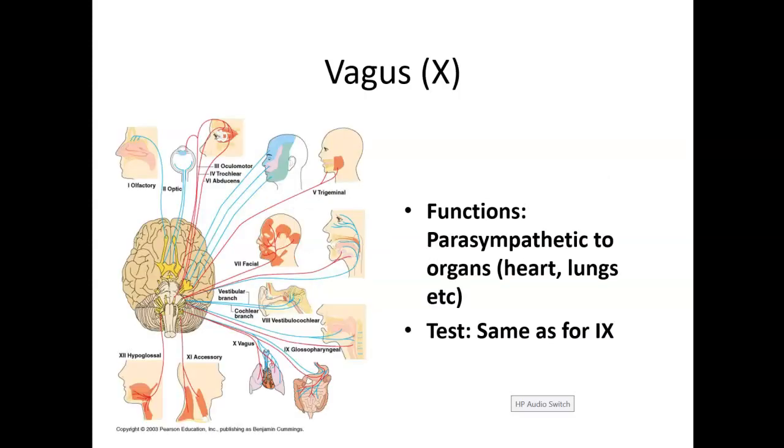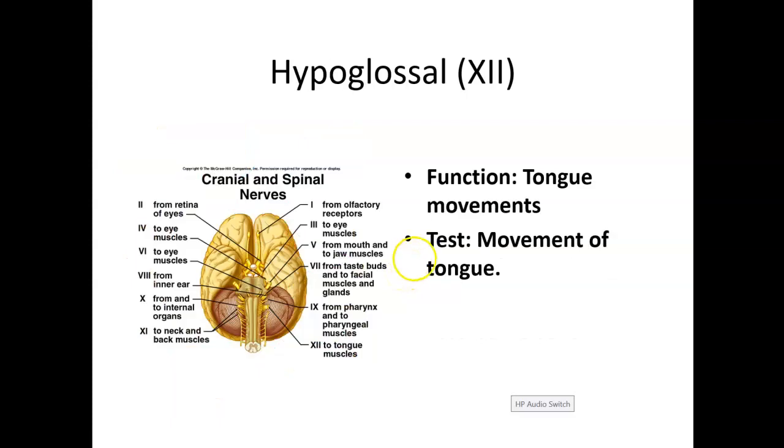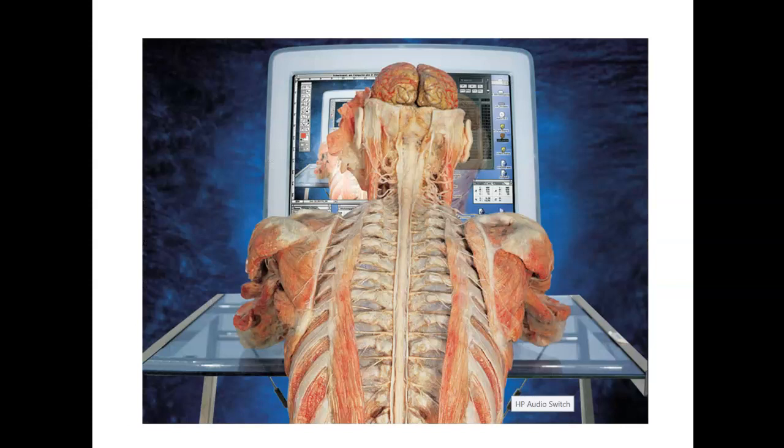The vagus nerve is the primary nerve of your parasympathetic nervous system. And if you look at this drawing, you will see it comes from your brain and innervates throughout all the organs. Remember we talked about parasympathetic being part of the autonomic nervous system, so the parts of your body that automatically work without you having to think about them. Hypoglossal deals with tongue movements, and those are the ones you need to know.